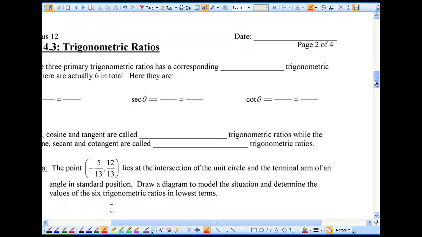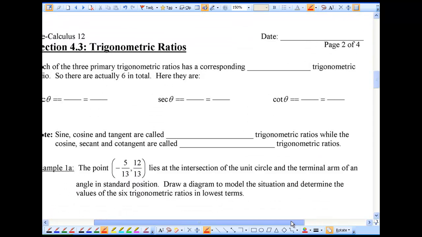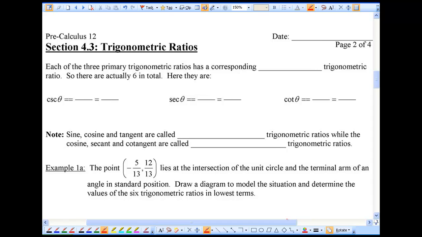And I'd like to just quickly review the 3 primary trig ratios, which are once again sine, cosine, tangent. And I want to introduce to you their cousins. Yes, they have cousins. Each of the 3 primary trig ratios, by the way, the primary ones are sine, cosine, and tangent, have corresponding what we call reciprocal trig ratios. So there actually are 6 that you need to know, not just 3. Reciprocal, you should have heard last year. That's the idea of 1 over. Well, cosecant theta is the same thing as 1 over sine theta.